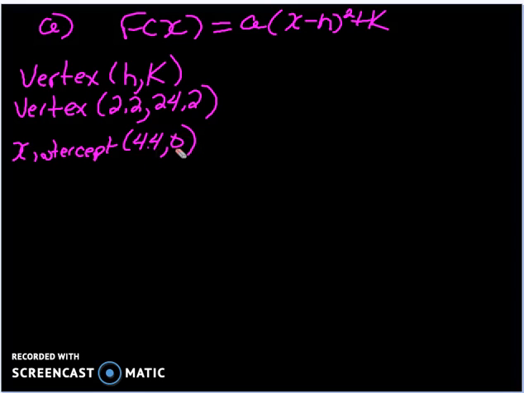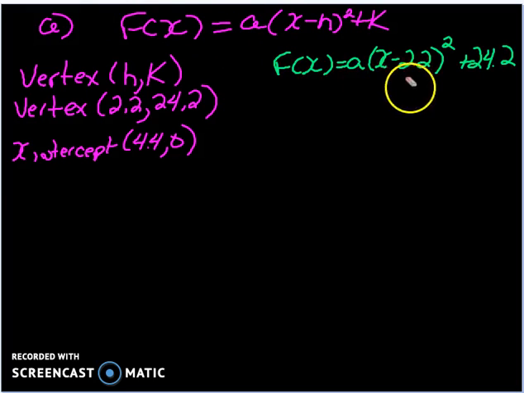To create a vertex form of the function, I need a vertex and I need some other coordinate. It does not have to be the x-intercept. It's convenient if it is, because 0 is often an easy number to work with, but there's no requirement that you have this particular piece of information. So first, we're going to take this vertex, the h and the k values, and sub them in for h and k. So I end up with f of x is equal to a times (x minus 2.2) squared plus 24.2.